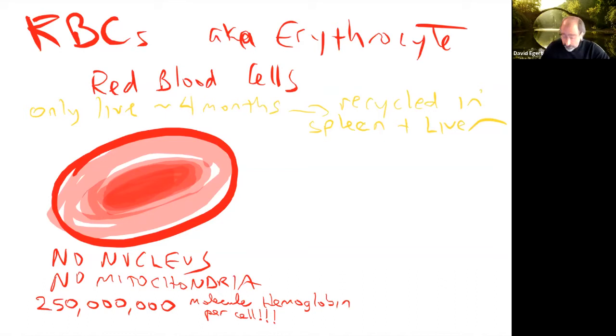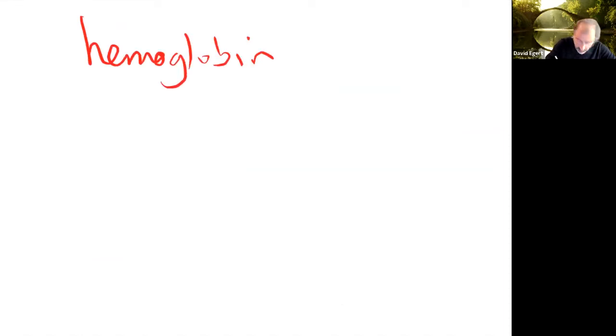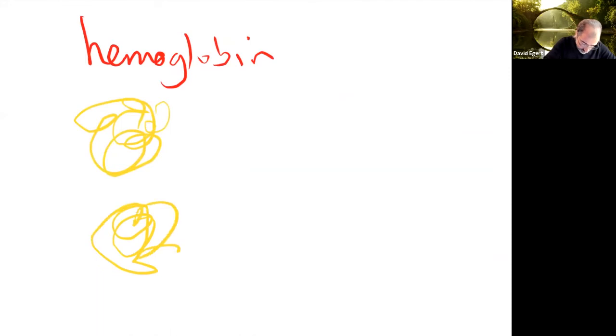So let's talk about hemoglobin. It's a protein associated with an iron-containing unit called a heme group.